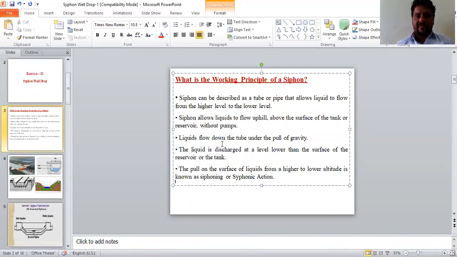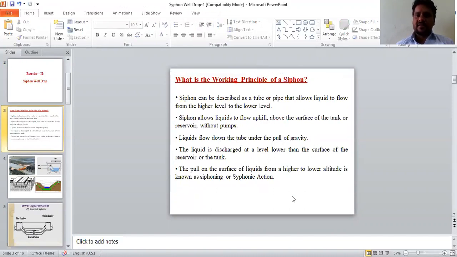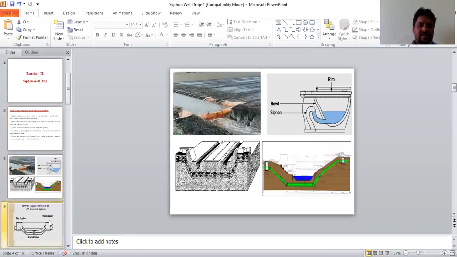So liquids flow down the tube under the pull of gravity. So we know that always water can flow through either gravity or external force, that is a pump, right? Next, these are some examples. This is a field example of how it happens.